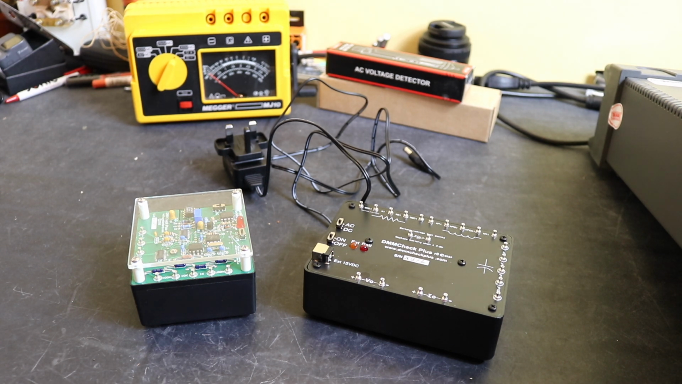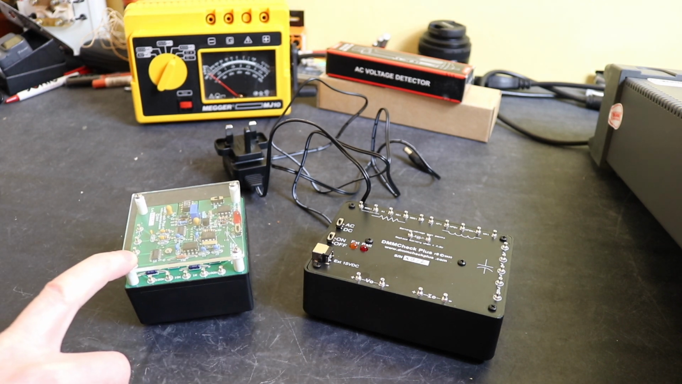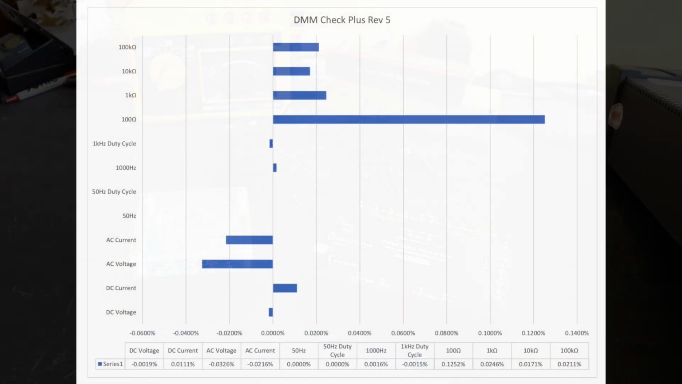I'll put them up as 2 separate plots, one for each of these, for the Revision 5 first. This is the comparison of the measurements I made against the test certificate results back in 2018, and we can see from the plot that the 100 ohm resistance reading is the worst value out by 0.125%, so not that far out, but it is the worst value.